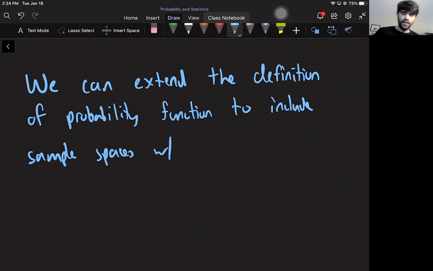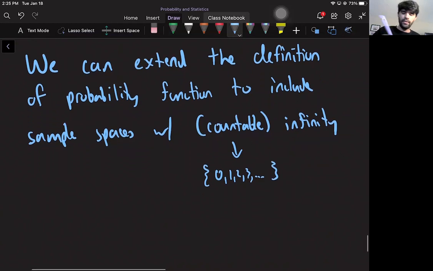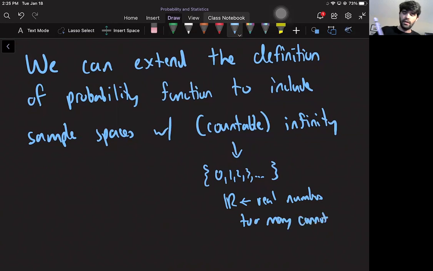with, so we have to be a little bit careful here. You might not know this word. Depends if you've taken a set theory class. So don't worry about it if you don't know it. But we're just going to think about countable infinity. So that just means a sample space where you can just list all infinitely many outcomes. So the set of numbers like 0, 1, 2, 3, forever, that's countably infinite because I can just list them out. But the real numbers, which is called R, is actually too many. And so you cannot write them in a nice list like that. So we're extending the definition to things like this, but not this.